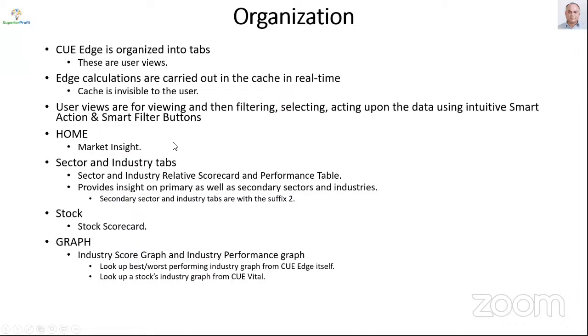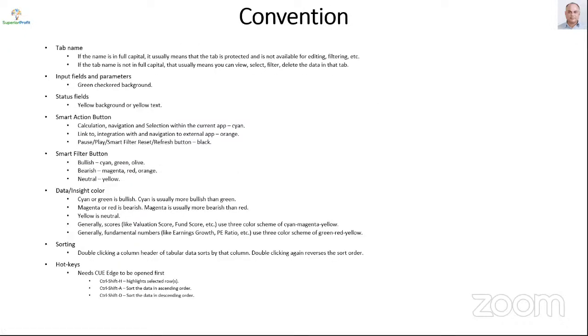Those are the views. What is the convention? I'll go through it quickly. It is the same for all the Q type systems. Tab name: if the name is in full capital, usually it is not available for editing or filtering. If it is not in full capital, usually it means you can view, select, filter, delete the data. Input fields and parameters are in green checkered background. Status fields are in yellow background or yellow text. In QEdge, they are in yellow text.